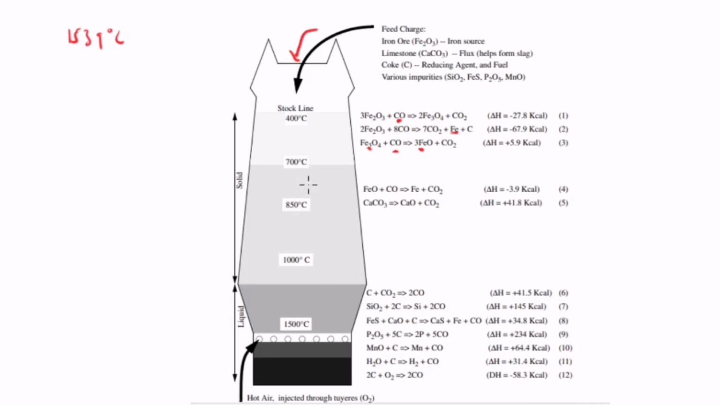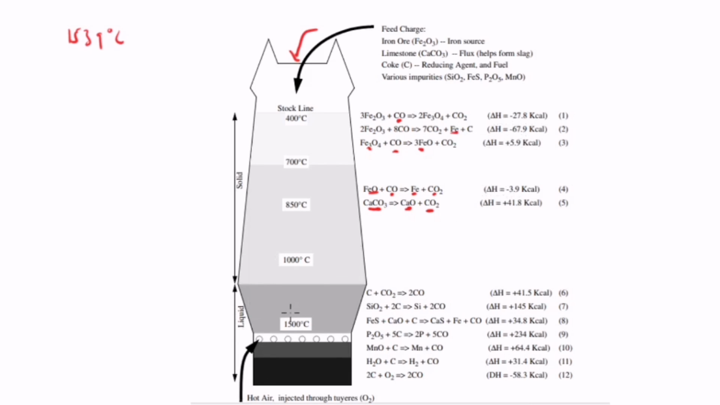Now at 850 degrees, we know that the iron oxide reacts with the reducing agent, which is the carbon monoxide, to produce metallic iron and carbon dioxide. And also, the limestone here, which in this case is calcium carbonate, breaks down. So the limestone breaks down to form calcium oxide and what? Carbon dioxide. That is at 850 degrees. And these are the heat enthalpies, right?